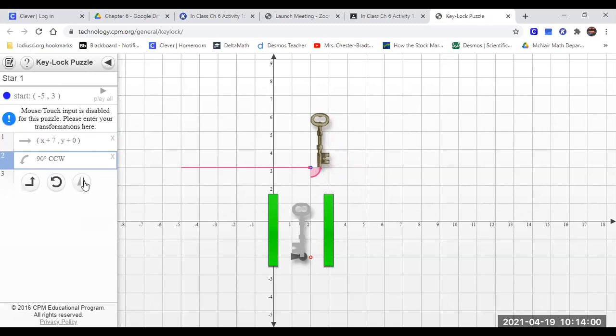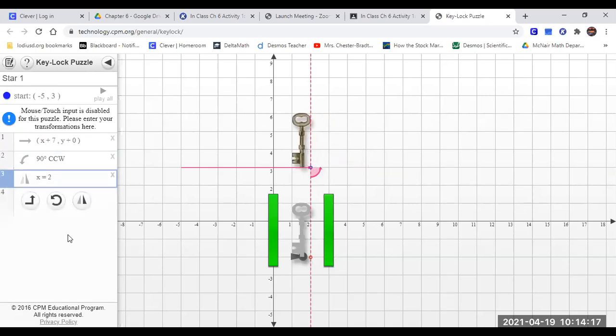Now flip. Okay, are we flipping left and right or top to bottom? Okay, left to right. Over what line? X equals 2. Okay. Now what do we have to do?